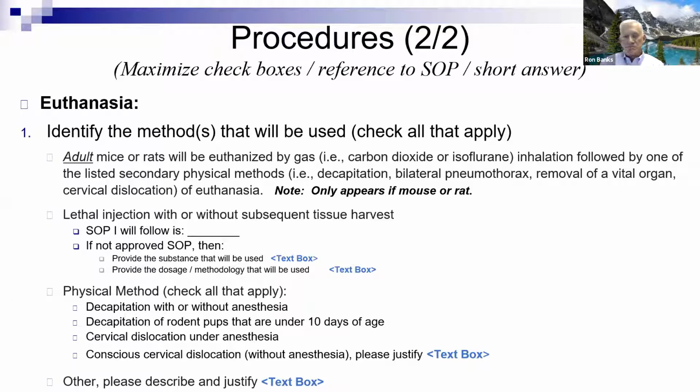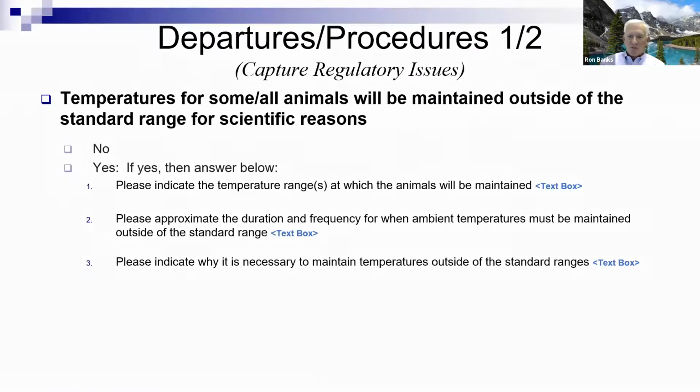Next slide, please. We also identified potential departures that could affect animal care and use, some of those being regulatory based. One example might be temperatures, where some or all of the animals are maintained outside of the standard range as identified in the Guide for the Care and Use of Laboratory Animals, and those animals would necessarily be maintained that way for scientific reasons. The researcher could check, no, that's not going to be a problem, or yes, I'm going to be maintaining some animals outside of those standard ranges.